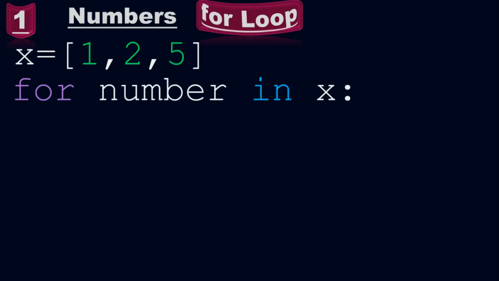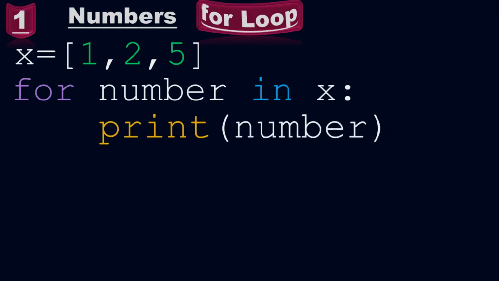Now for numbers in X, print numbers. You will get exactly the same answer. There is no difference in the output. You will get the same output, but it is just a different way to demonstrate your program. Look at here. This time I gave the variable X. This X is just a variable name. It can be X, it can be Y, it can be B, it can be C. Whatever you want you can give.